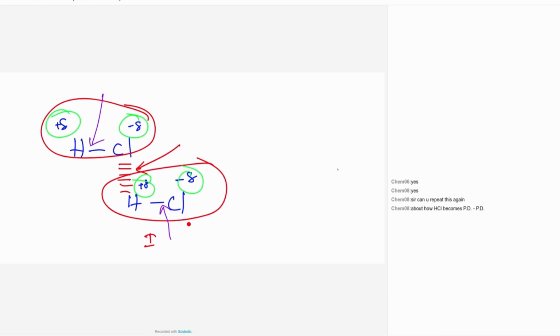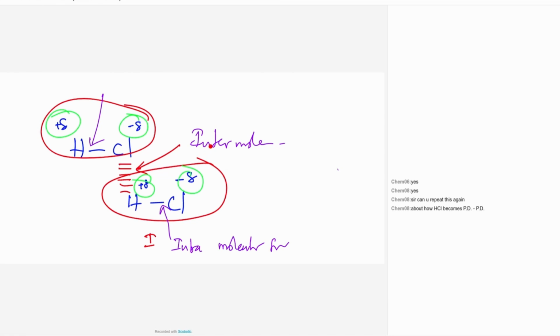Inter means between. Like we have an inter-school match, right? Between the schools. So intra is like an intra-school match. What is intra? Intra is inside, maybe between your houses, for example. So this is intra. This is an intramolecular force. An intramolecular force is a force of attraction, which is a covalent bond, found inside the molecule. And an intermolecular force is the attractive force found between the molecules.